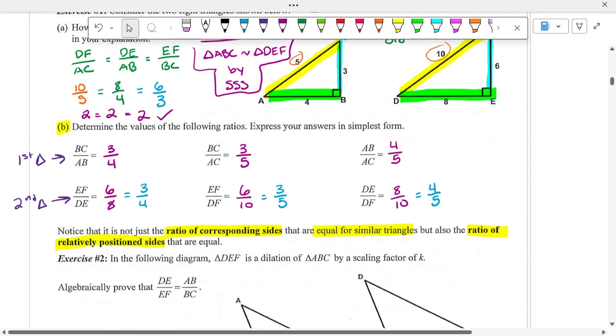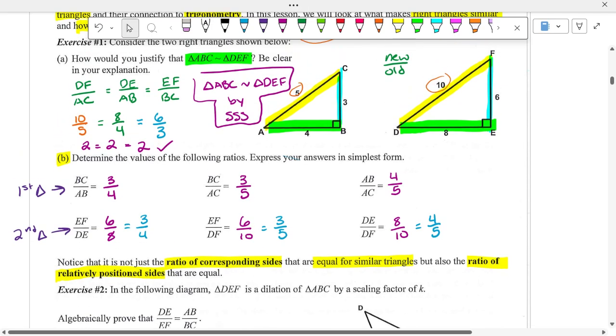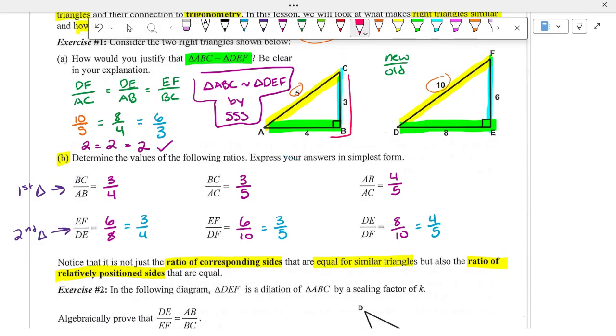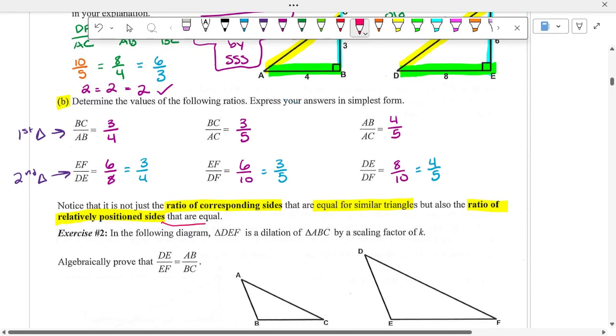Relatively positioned, if you notice, it just means that they form angles. So like BC and AB, they're right here. Do you guys see how they form the 90-degree angle? BC and AC, that's the hypotenuse and one of the sides. They form an angle. And then AB and AC, so right here, don't they form an angle too? So that's what it means by relatively positioned sides. They form an angle of the triangle.